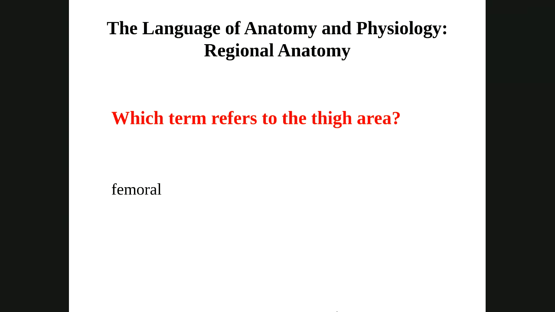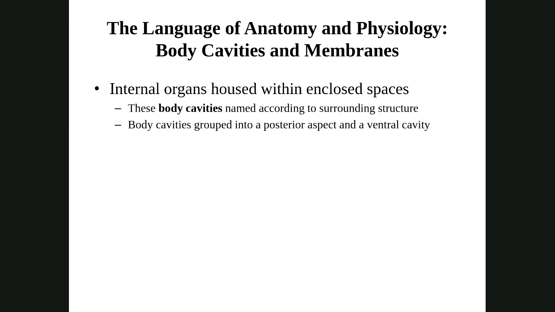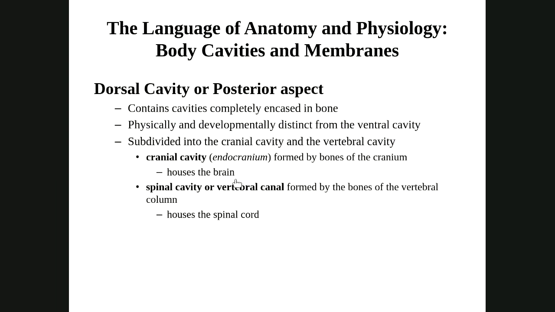Now, to start to wrap this up a little bit and kind of hit the main topics that we've got, let's look at some of these body cavities and also the membranes that line these body cavities. So first off, we divide the body into two major areas, the dorsal body cavity and the ventral body cavity. This textbook likes to refer to the dorsal body cavity as the posterior aspect. I'm going to continue to call it the dorsal body cavity because that's what everybody else in anatomy and physiology calls it. Okay, so the dorsal cavity, also what they call the posterior aspect, towards the back.